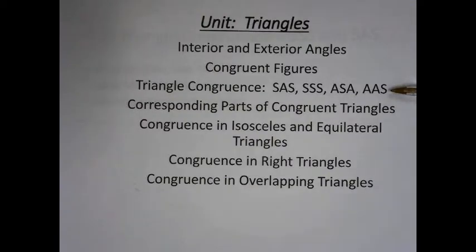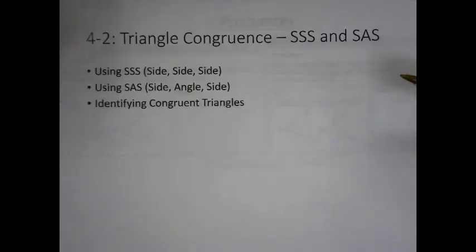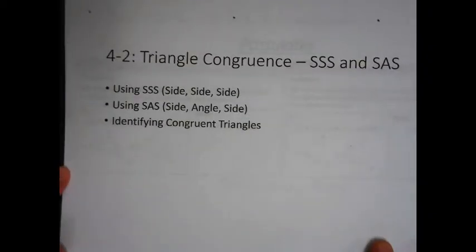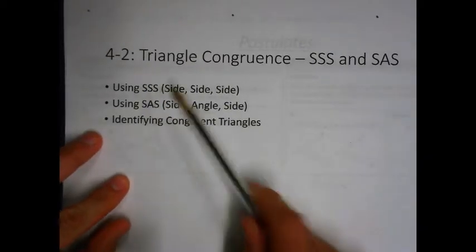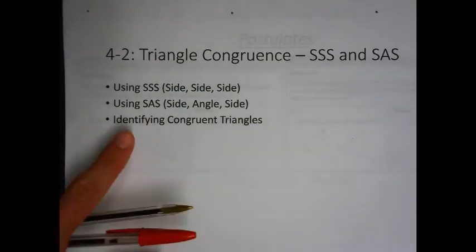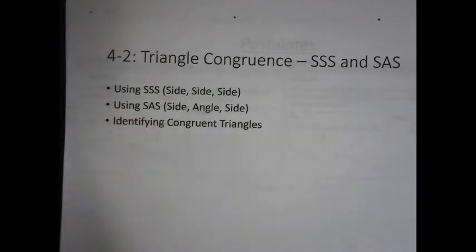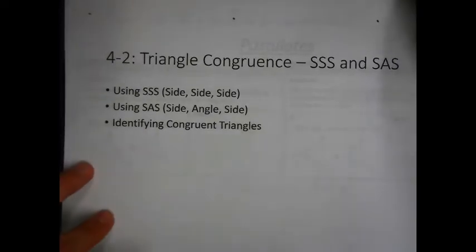Geometry, folks. Let's keep moving on our unit on triangles. Yay! I love triangles. So the unit covers a whole bunch of stuff. We're getting into triangle congruence. So what is it that we're going to talk about today? We're going to talk about just two triangle congruence theorems, side, side, side, and side, angle, side congruence. So what we're going to accomplish is using the side, side, side congruence theorem and the side, angle, side congruence theorem. And then what we'll do is work on identifying congruent triangles. So let's jump into this.